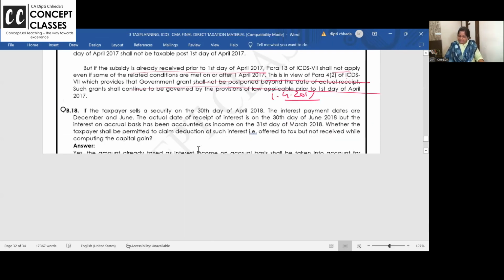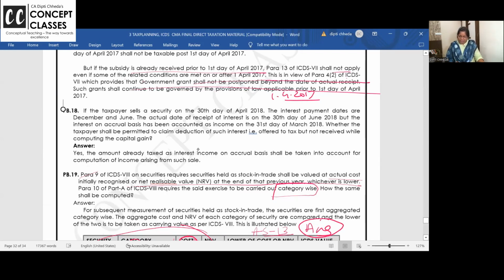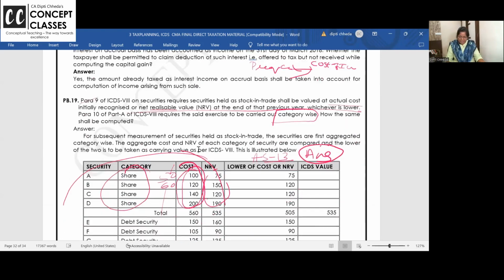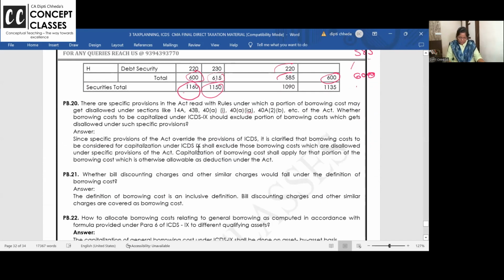Okay. Next is, if taxpayers sell security on 30th April, interest paid, this is the cum-interest and ex-interest concept, you remember? If interest is already taken on accrual basis, it shall be taken into account for computing income from sale. Means when you receive the interest in advance, pre-acquisition interest should be deducted from cost of investment. I have explained it with an example in yesterday's class. Check it. This question is over.